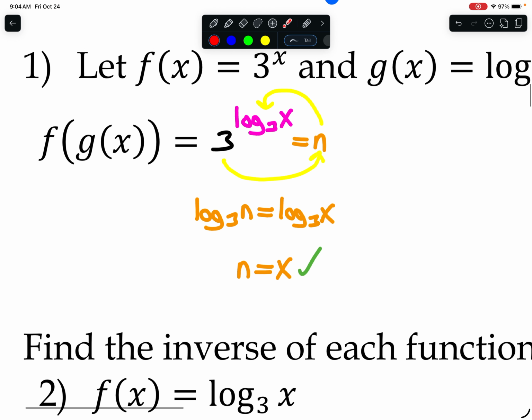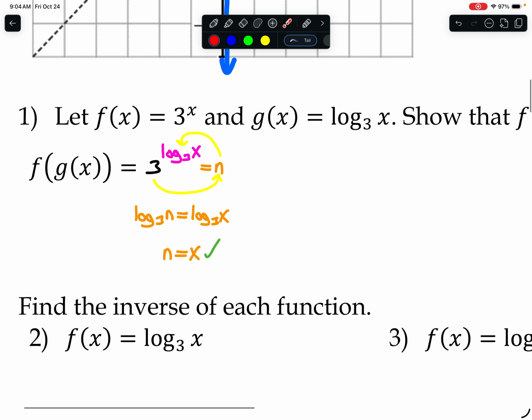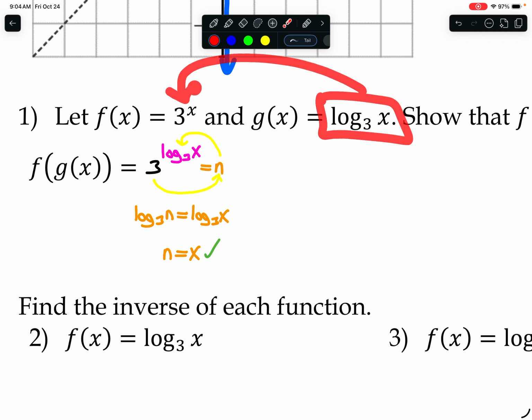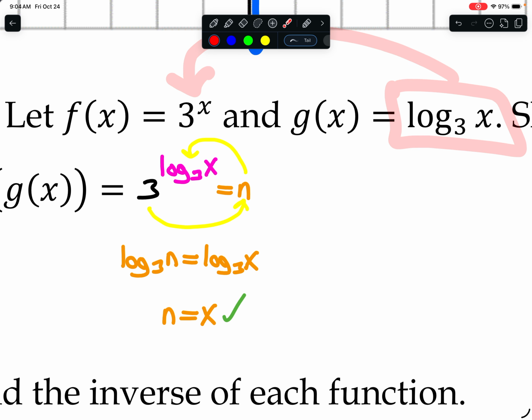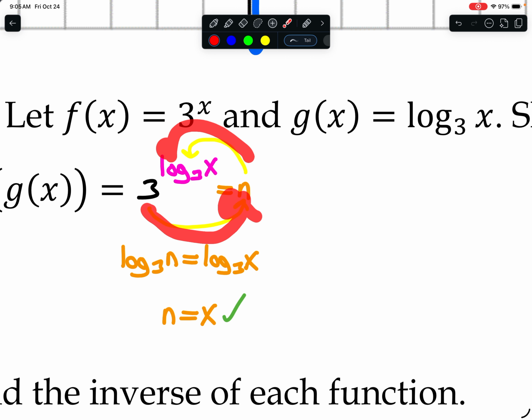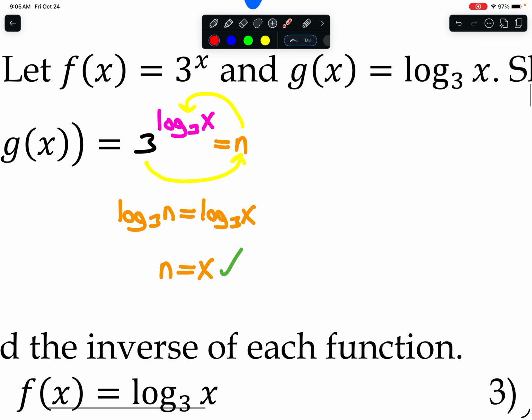So what's happening over here is when I do the composition of f of g of x, I'm going to plug in log base 3 of x into f of x for my x value. So that's going to give us 3 raised to the log base 3 of x. And then when I convert to logarithmic form, since we're already in exponential form, that's going to give us log base 3 of n equals log base 3 of x. And then when the base values of these logs are equal, I'm going to take the arguments and set them equal. So when I do my composition, that's going to give us a positive 1x, which is what we want.